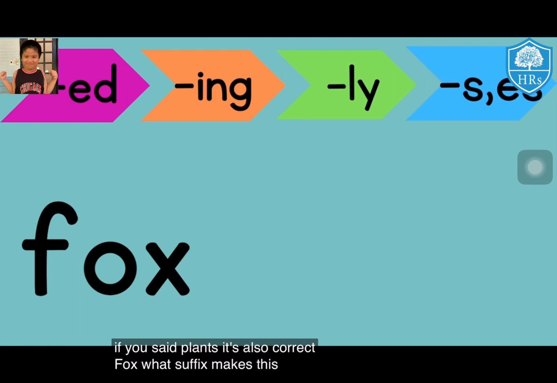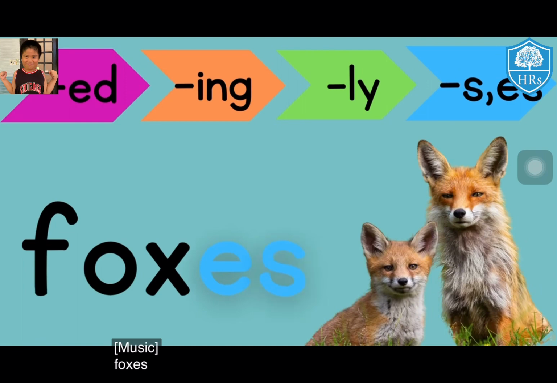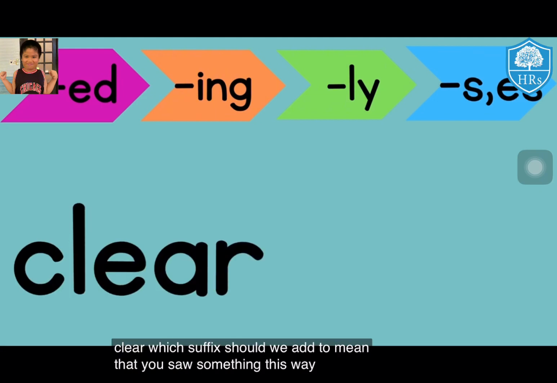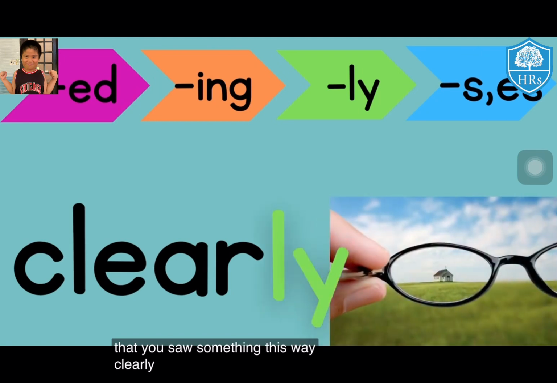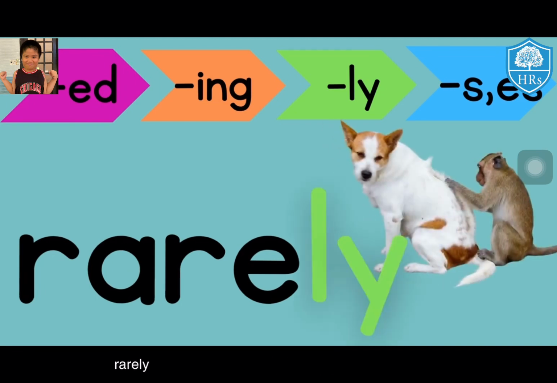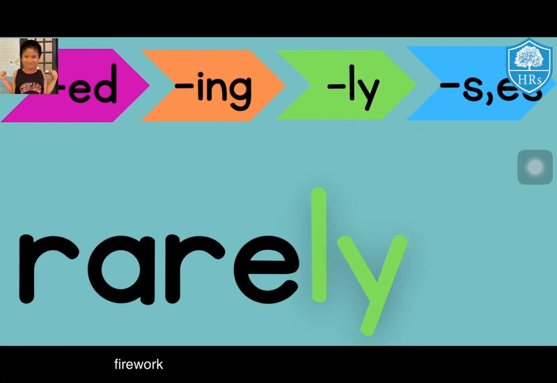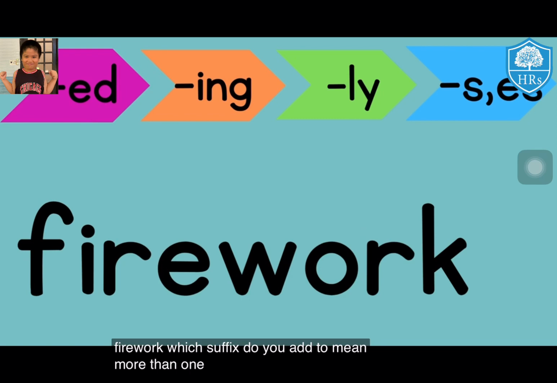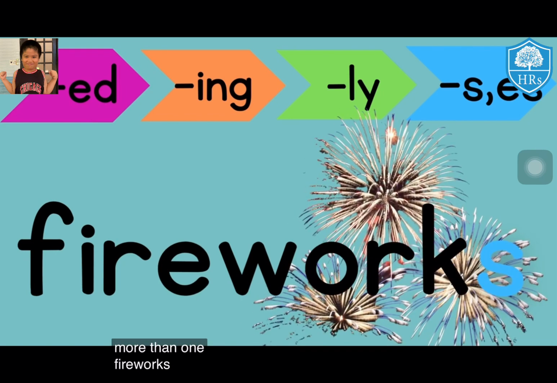Fox. What suffix makes this word mean more than one? Foxes. It's the es because it ends with x. Clear. Which suffix should we add to mean that you saw something this way? Clearly. Rare. Which suffix goes with this word? Rarely. Firework. Which suffix do you add to mean more than one? Fireworks.